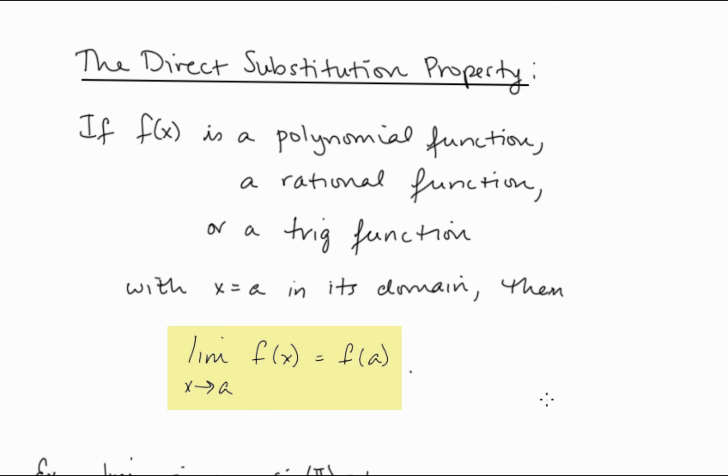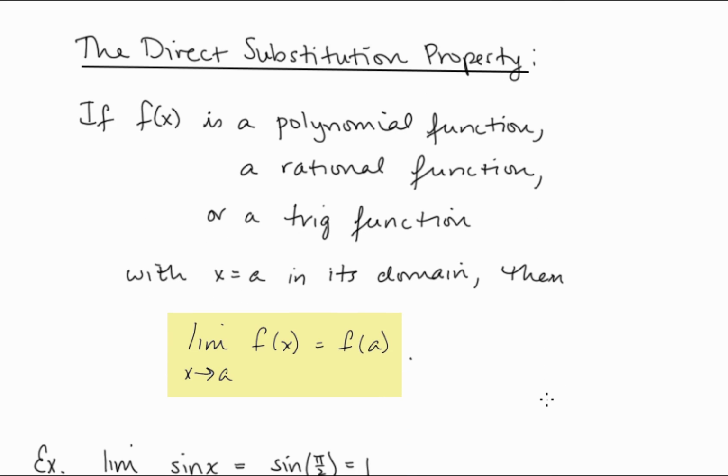Now let's take a look at the direct substitution property. If f of x is a polynomial, a rational function, or a trig function with x equals a in its domain, then the limit as x goes to a of f of x is equal to f of a. So if you're taking the limit of a polynomial, a rational, or a trig function, and x equals a is in the domain of that function, you can just plug in x equals a.